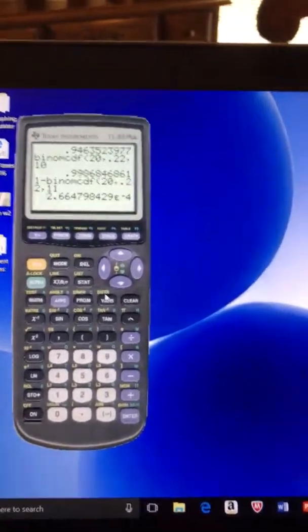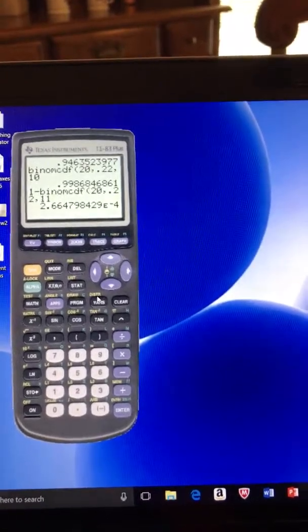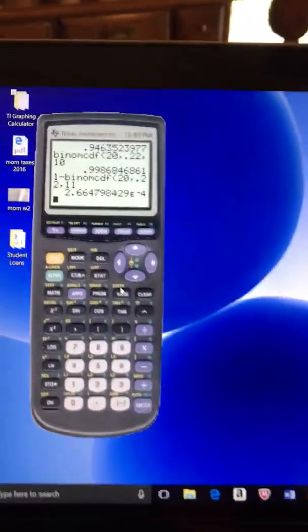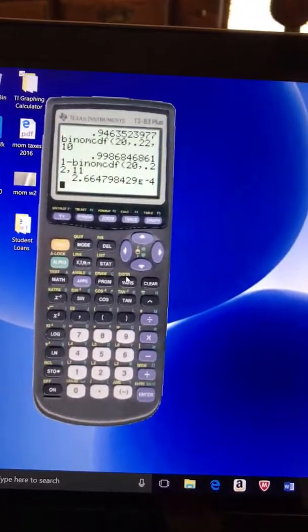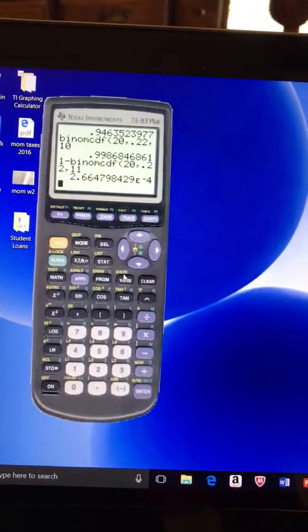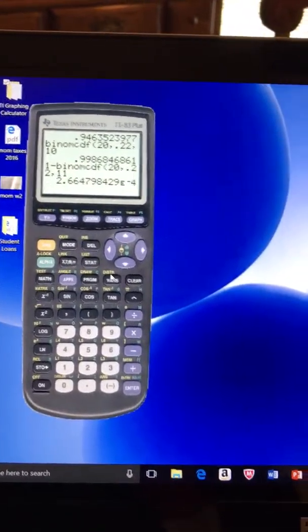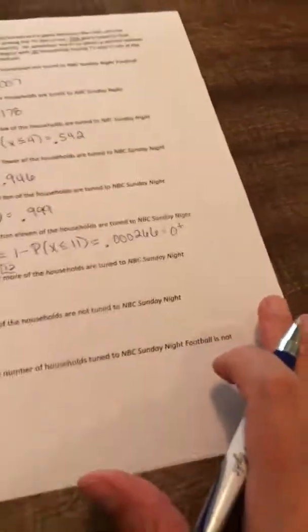And anytime you get an E to the negative something, you can just do 0 plus because the decimal moves. The decimal moves 4 times, so you'd have 0.000266, which is just 0 plus. So if you write down 0 plus, that's fine.